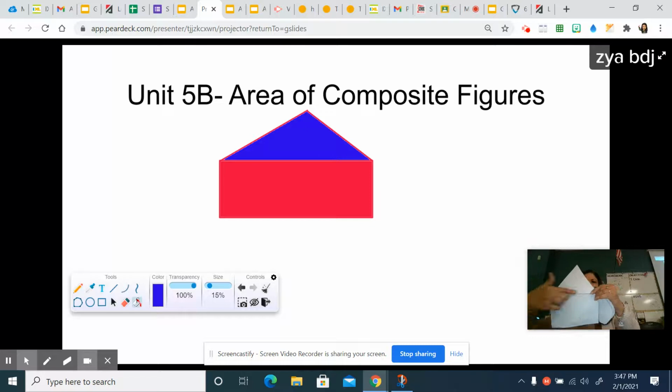Where am I going to get the number for this base? How long is the length of this base of the triangle? Where would I get that? From the bottom of the rectangle. If this is 8, that means this base is also 8 because it connects to my rectangle from end to end. So I know that the base of this triangle is 8 and the height is 6. So I would do base times height divided by 2: 8 times 6 divided by 2. That would give me the area to this.